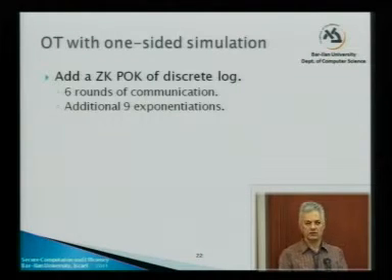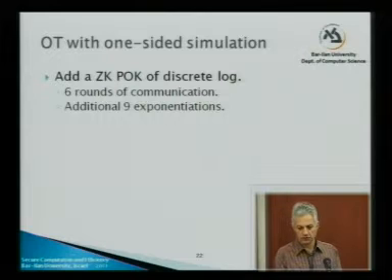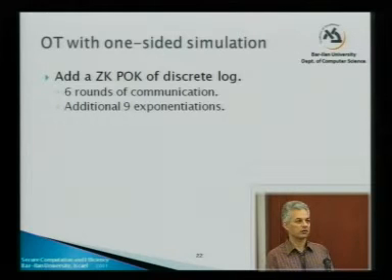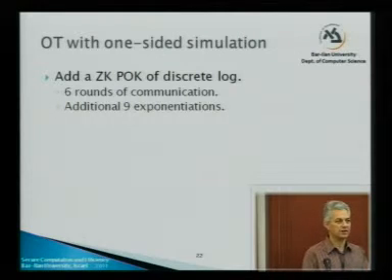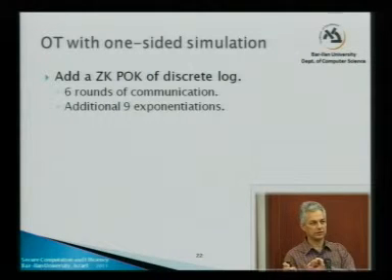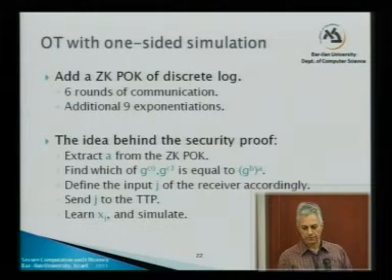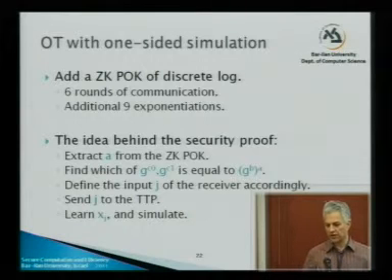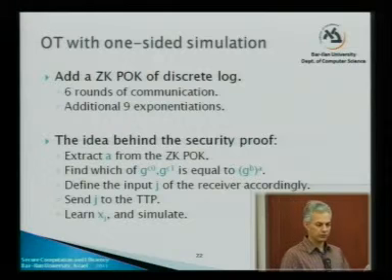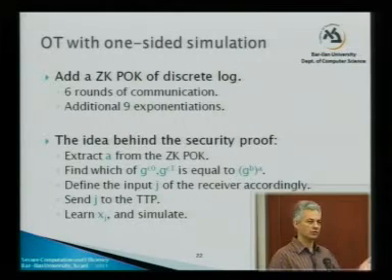So let's see how it goes here. Okay, so we add these zero-knowledge proofs of knowledge. It's an additional 9 exponentiations and 6 rounds of communication, the last one of which can be combined with the first one of the Oblivious Transfer protocol because they go in the same direction. And the security proof will have the following line. There is this zero-knowledge proof of knowledge of the discrete log of G to the A.